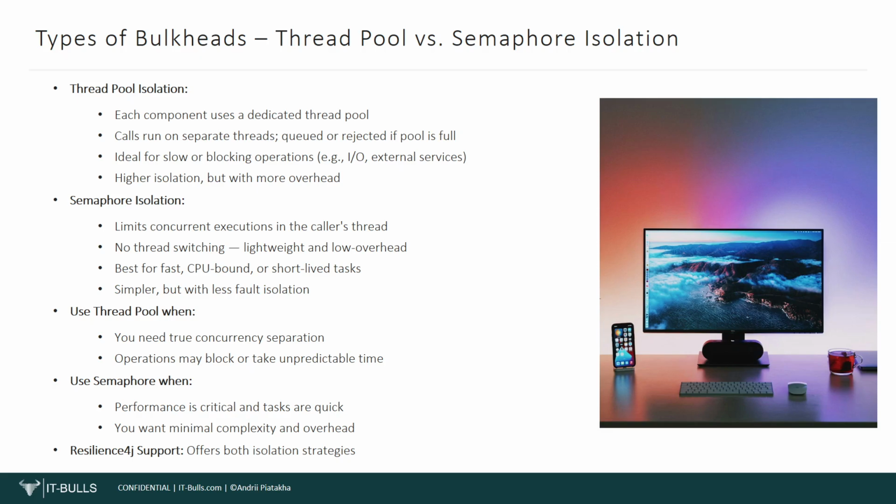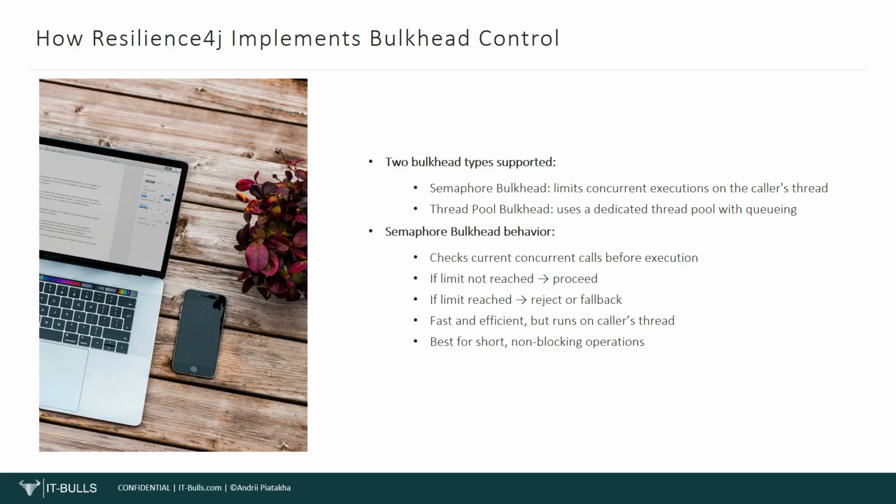In either case, both patterns align with the same principle. Don't let one part of your system monopolize shared resources. And in Resilience4j, you'll find support for both models, giving you the flexibility to choose what's most appropriate for your specific use case. Now that we've distinguished the types of bulkhead isolation, semaphore and thread pool, let's look at how Resilience4j actually implements these mechanisms in practice.